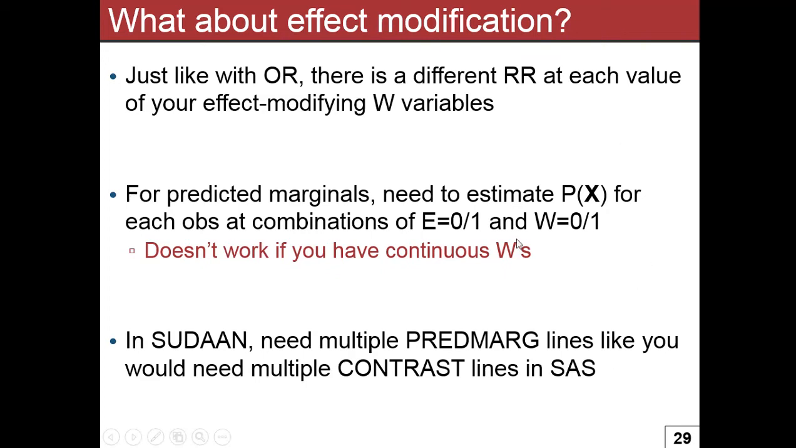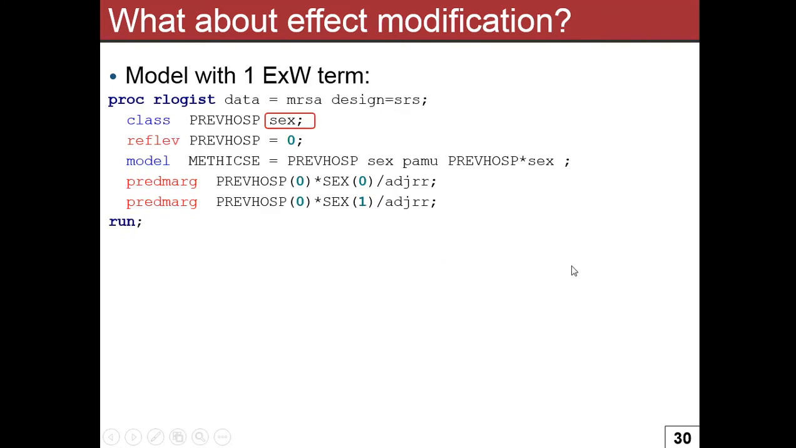I'll show you the code to do this with effect modification. It does not work with continuous W's. It's the only caveat. If you have a continuous effect modifier, SUDAAN won't do this, and it's going to get upset. So if you have a continuous W, I don't really have an answer. So the code looks something like this. Here, what if there was effect modification with sex? So you have to put sex on the class statement. It won't work without it. Like I said, it won't work with continuous variables. It has to be on the class line.